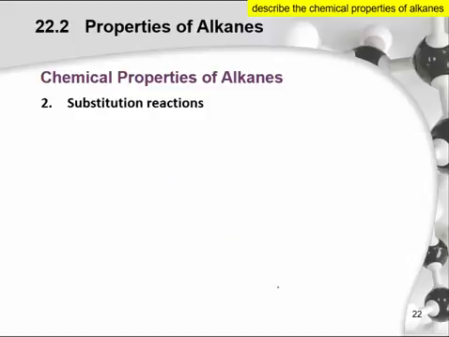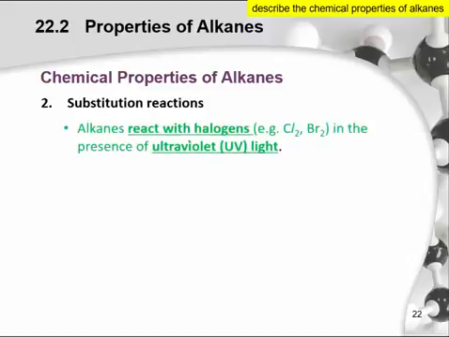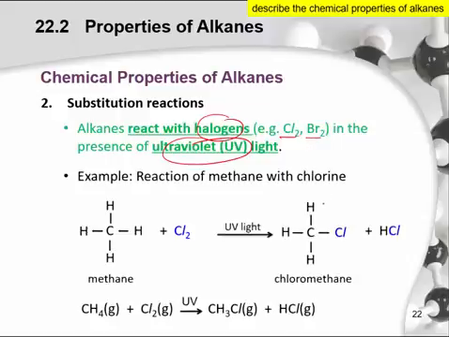Next, substitution. In the presence of UV light or UV ray, alkanes react with halogens like chlorine and bromine to form a compound. For example, when methane reacts with chlorine, the UV splits the chlorine molecule, and the chlorine atoms produced will attack the methane and break the bond so that the chlorine can substitute hydrogen. When one chlorine substitutes the hydrogen in methane, the hydrogen combines with the other chlorine to form HCl. The reaction does not stop here.